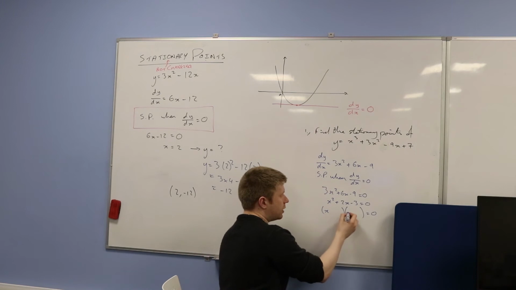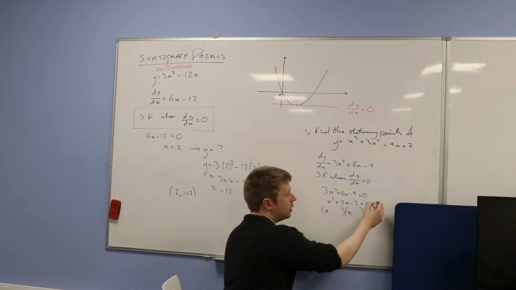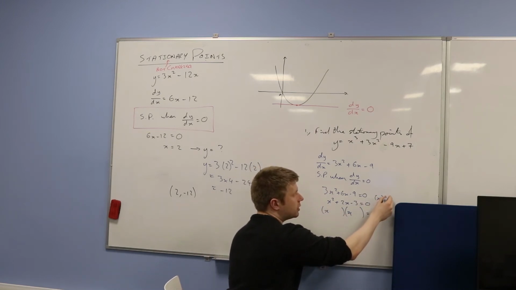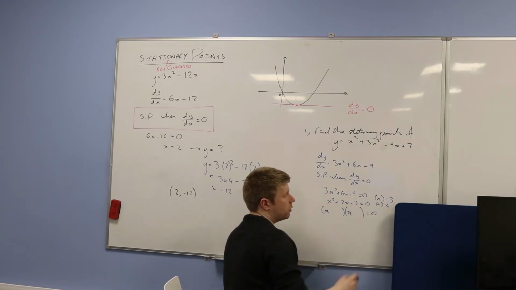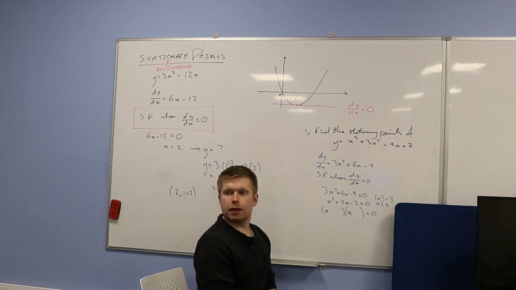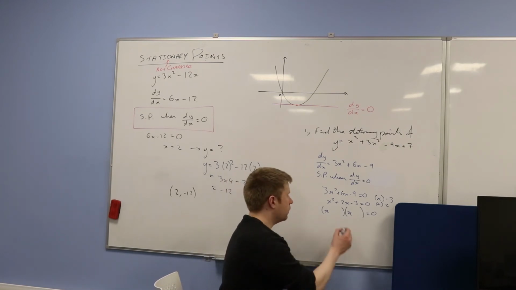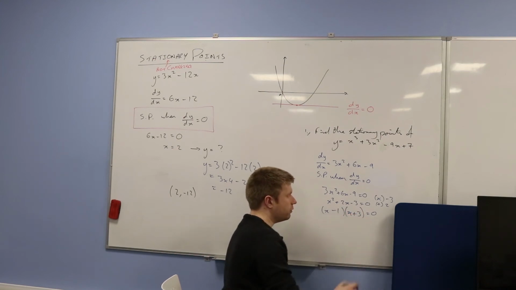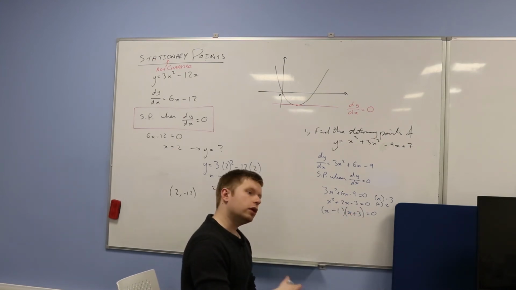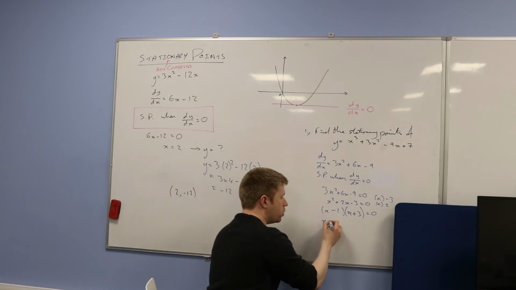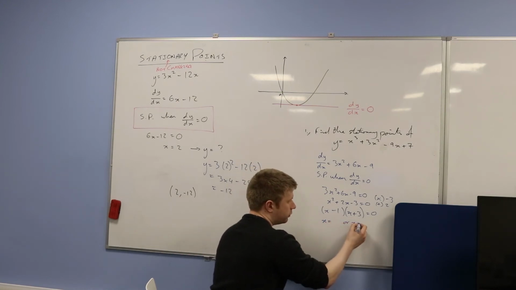So you start with an x and an x, that's what's going to give you your x squared. Then you're looking for 2 numbers that multiply together to make negative 3 and add together to make 2. So what 2 numbers multiply together to make negative 3 and add together to make 2? Negative 1 and positive 3. Cool. Which then means that my 2 roots are going to be what?